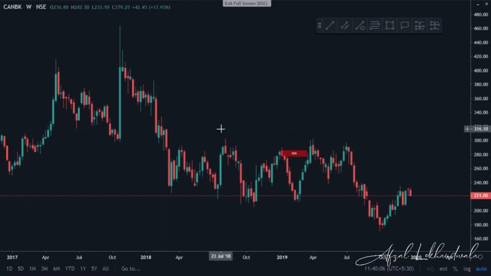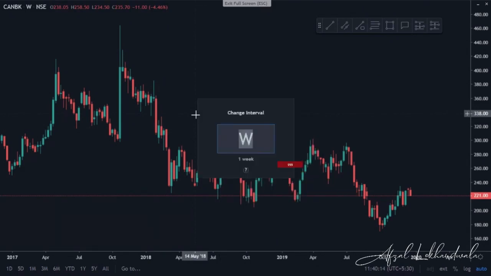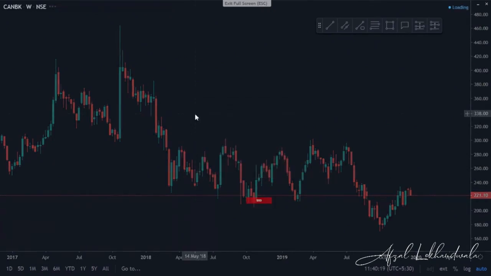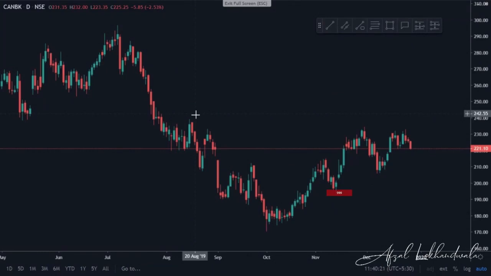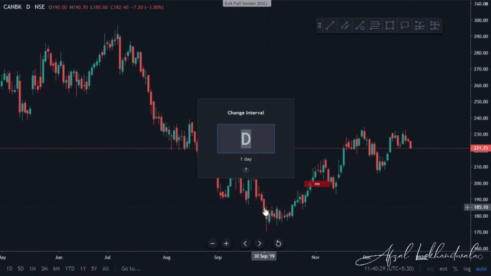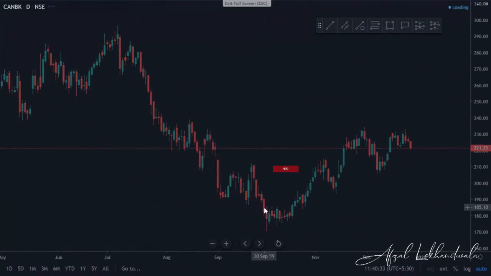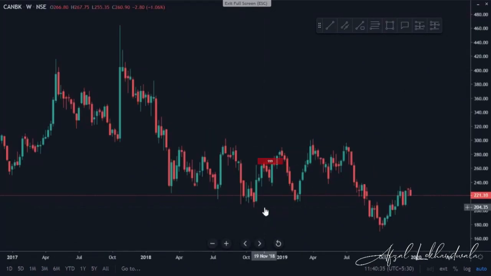If you want to change the time frame, what you need to do is just press comma and then type D for daily and hit enter. So this is the daily chart. In the daily time frame, each candle will represent one day. For the sake of example, we will see the weekly chart, again comma and then I'll press W and hit enter. So this is the weekly chart.